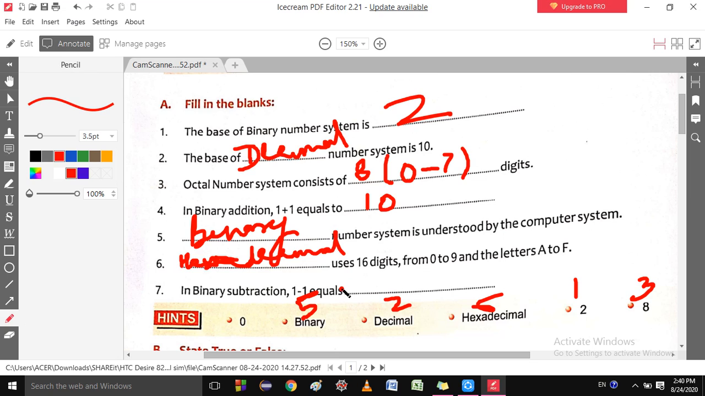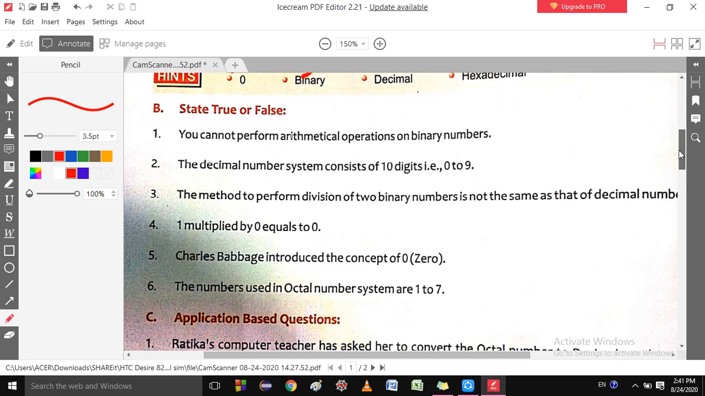In binary subtraction, 1 minus 1 equal to 0. So this is the answer to number 7. So 1, 2, 3, 4 is missed, then 5, 6, 7. So the answer to 4 is not given in your books. The answer will be 10. Next question, let us move ahead.